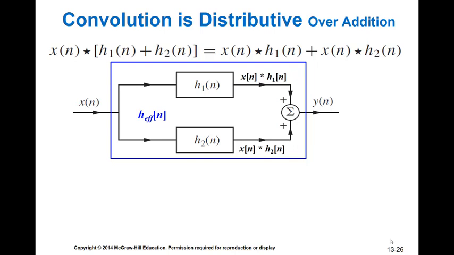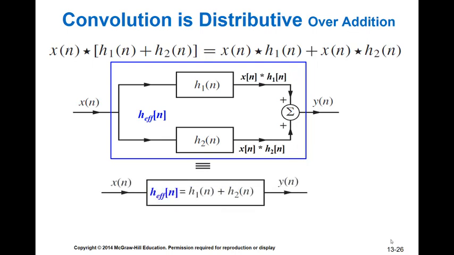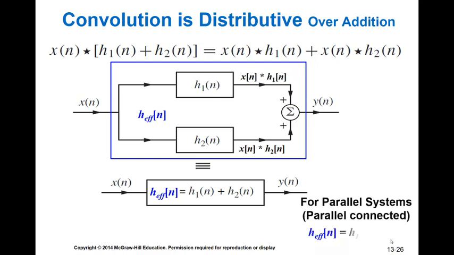And the right-hand side of the equation says, let me find the output of this first system. That's just X convolved with H1. And let me find the output of the second system, that's just X convolved with H2. Add those together. According to this, I get the same answer if I take that signal X and convolve it with a combined system whose unit sample response is simply the sum of these two. And both of these would produce the same output.